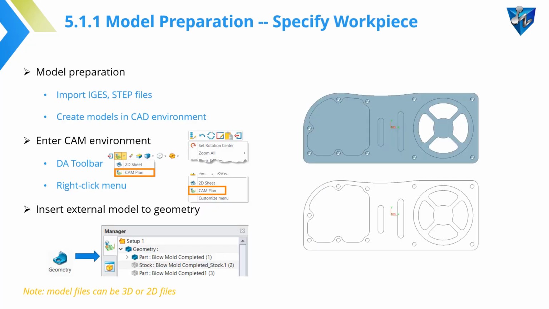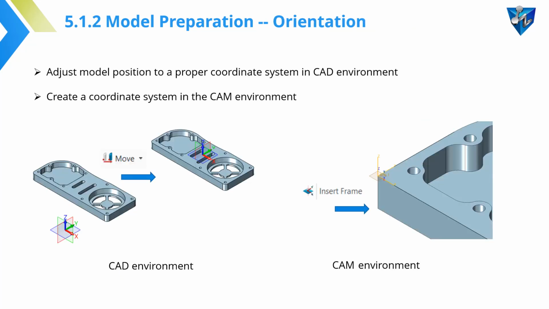For the models, we can import the third-party file format like IGS steps file. And also we can create the models in ZW3D CAD module directly. And there are 2 ways to switch to the CAM environment. And we can insert external model to geometry in CAM module. The model files can be 3D or 2D files. And the next step, we need to orientate the models. So we can do the orientation both in CAD module or CAM environment.